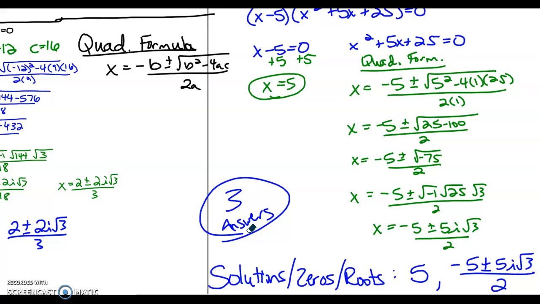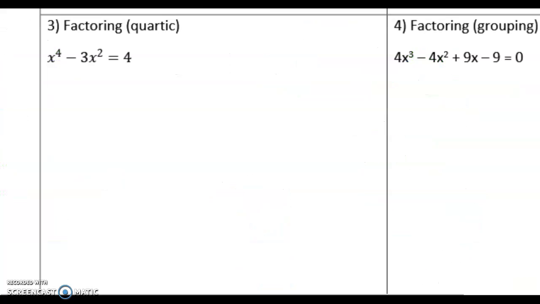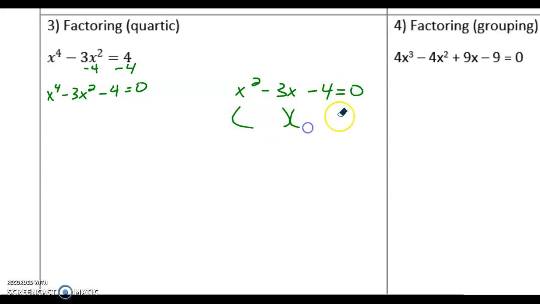All right, let's try the next one, factoring a quartic. All right, so your first step is to set it equal to 0. So how am I going to make this equal to 0? By subtracting that 4. So leave it in standard form, x to the 4th minus 3x squared minus 4 equals 0. Okay, now this looks a little intimidating at first, but if I can compare it to a problem that we've done before, similar to this, and think how would I factor this?